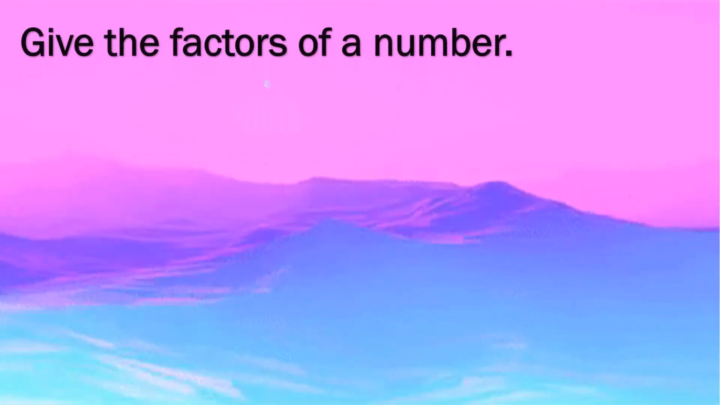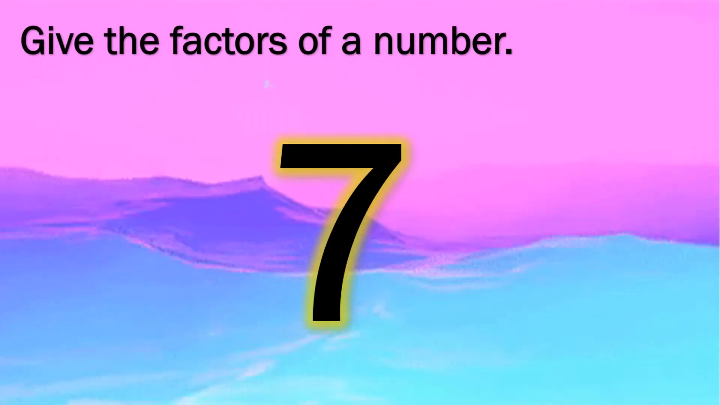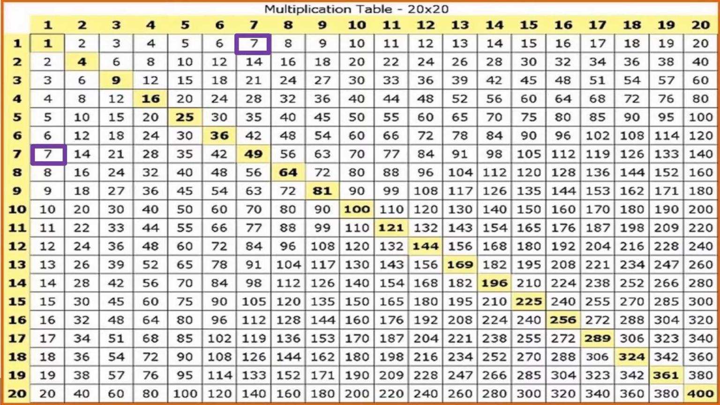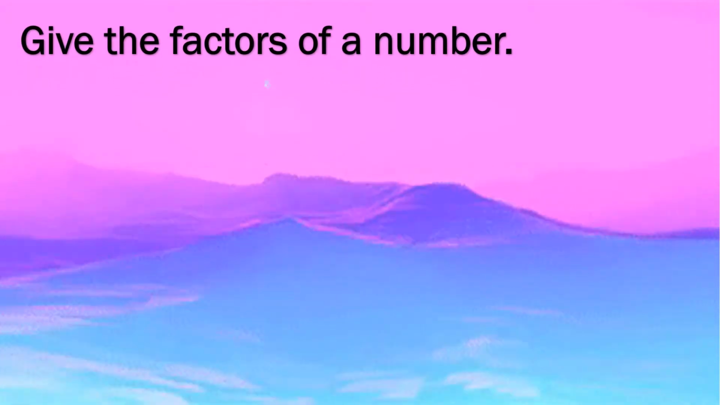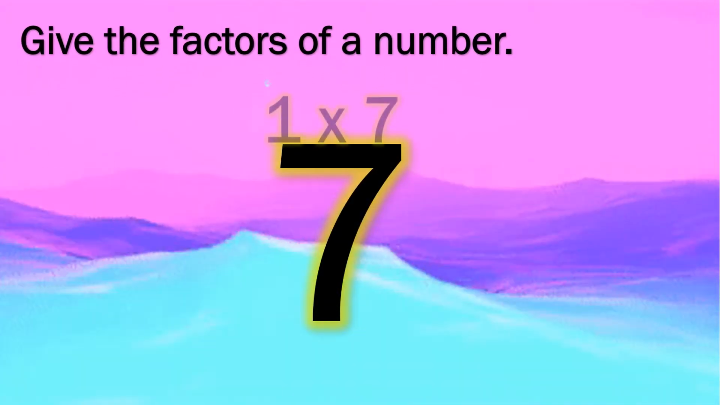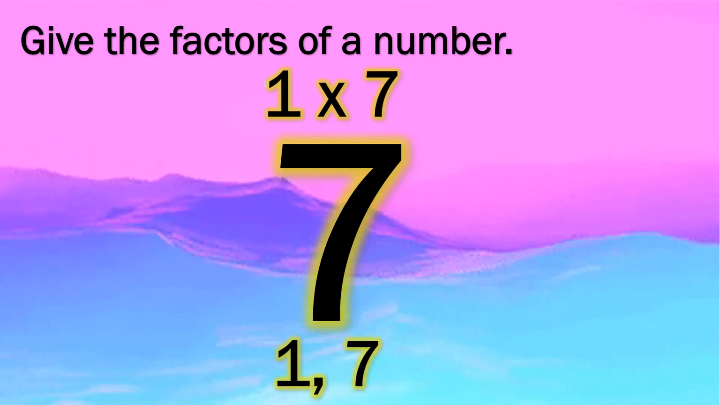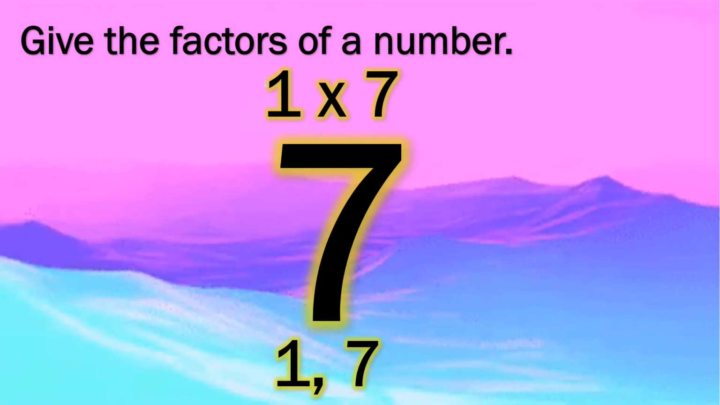Next we have the number 7. All we need to do is to find 7 in our multiplication table. And in our multiplication table, we only have 1 times 7. So the factors of 7 are 1 times 7. So it's 1 and 7 only. So we have only two factors.